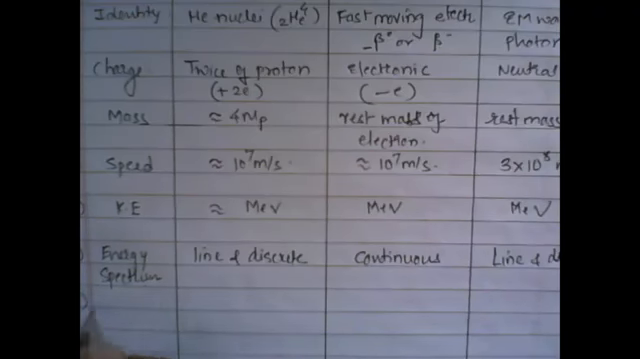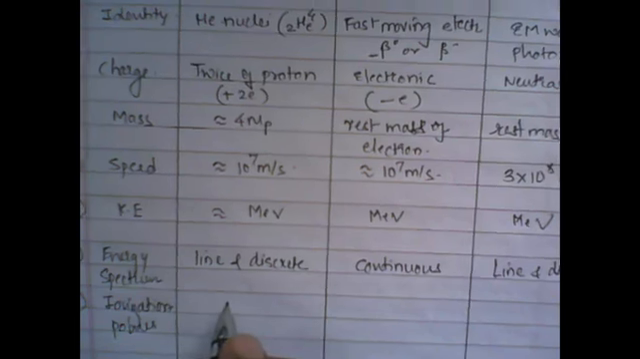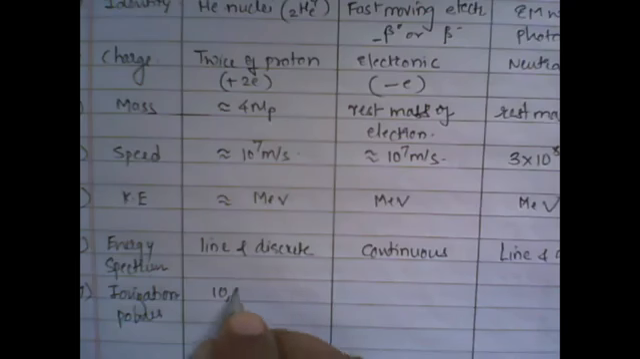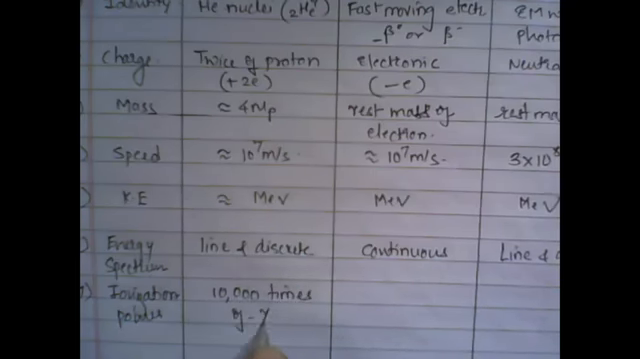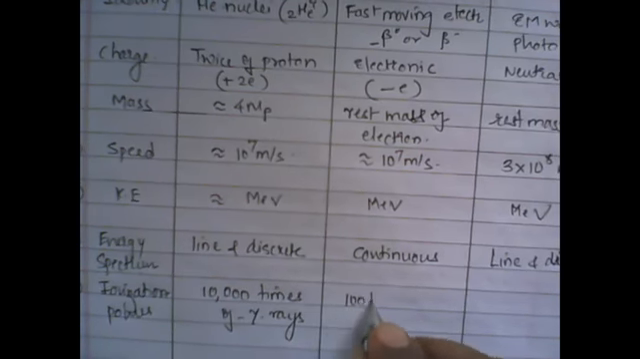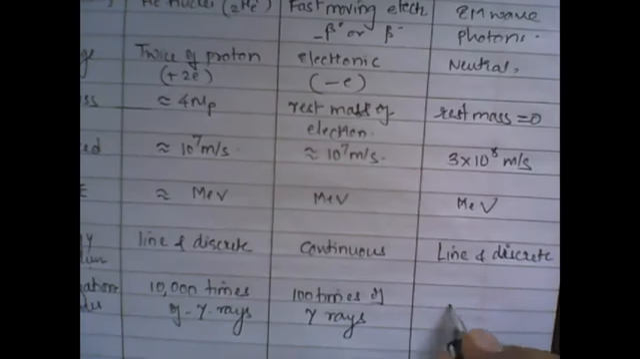Then next is the ionization power. For alpha particles, the ionization power is 10,000 times that of gamma rays. For beta particles it is 100 times that of gamma rays, and for gamma rays it is 1 time.